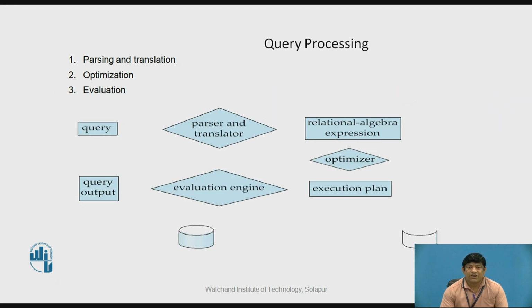Here we can consider query processing: parsing and translation, optimization, and evaluation. A query will get parsed and translated, then the relational algebra expression we can optimize, then execute the plan. It will get evaluated by the evaluation engine and we get the output of that query. And the below part shows the database.